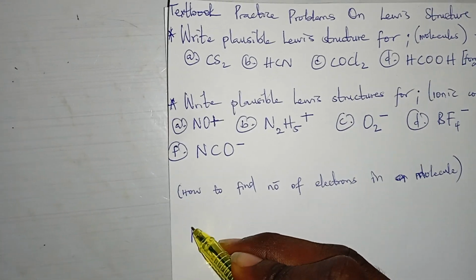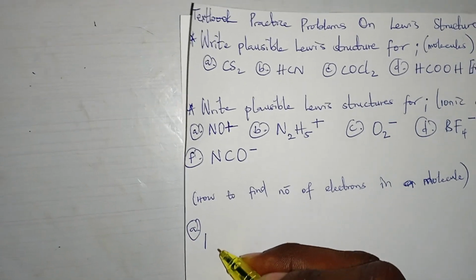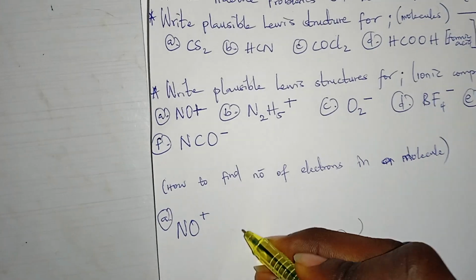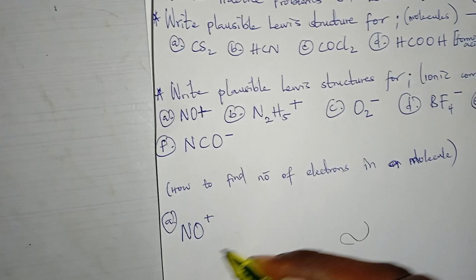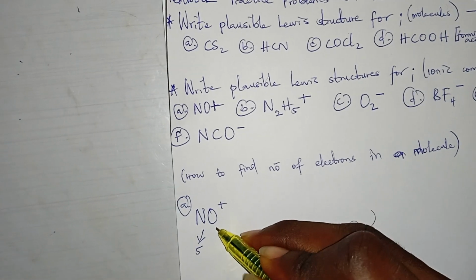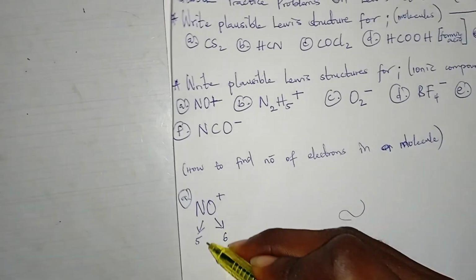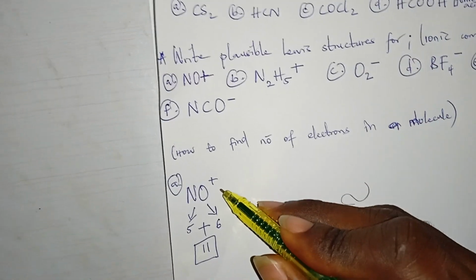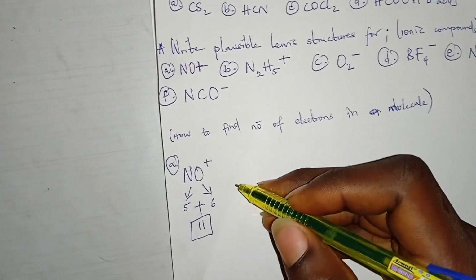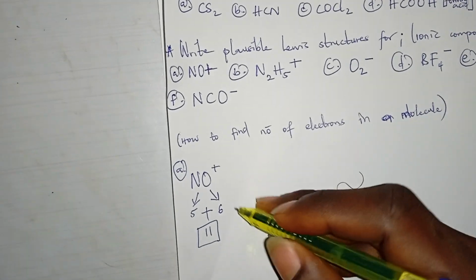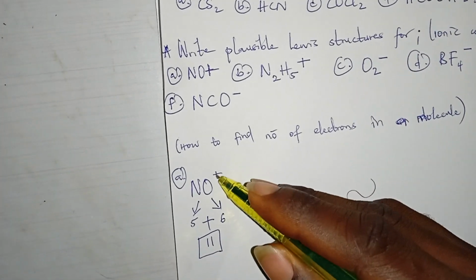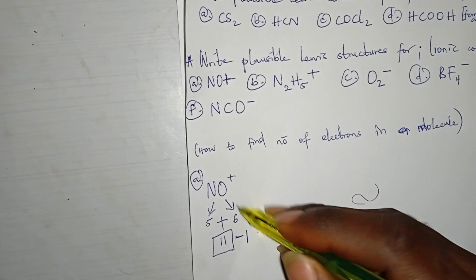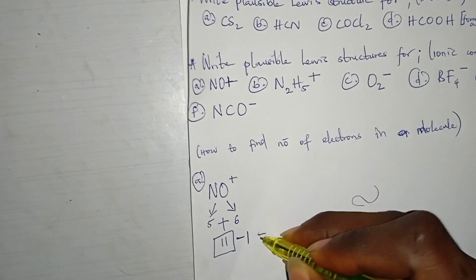So I have NO+. First of all, using our rule, the first principle is to find the number of electrons. Nitrogen has 5 valence electrons, oxygen has 6, so 5 plus 6 is 11. Now, when you see a plus ion, it means that it lost an electron to become more positive. So we do minus 1. Since it's plus, it lost an electron, so 11 minus 1 is equal to 10.